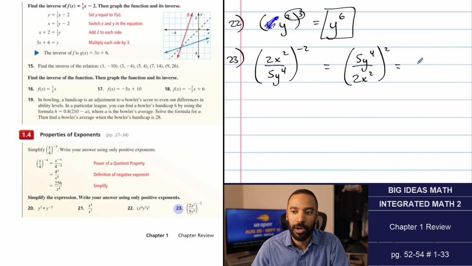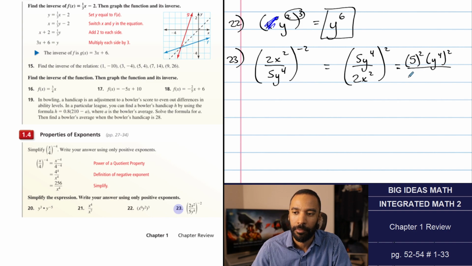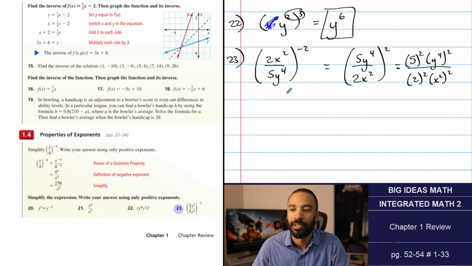Now, I'm going to kind of write this next step out. I'm going to square everything in here. Anything that's a product or division, quotient. I'm going to square 5. I'm going to square y to the 4th. I'm going to square 2, and I'm going to square x squared. Everything gets squared. That's kind of how the property works for everything in the product.